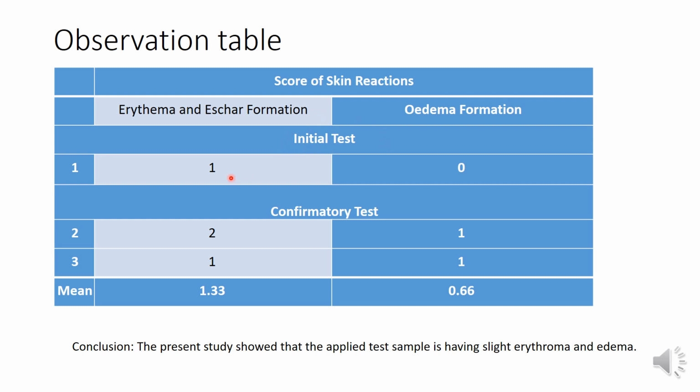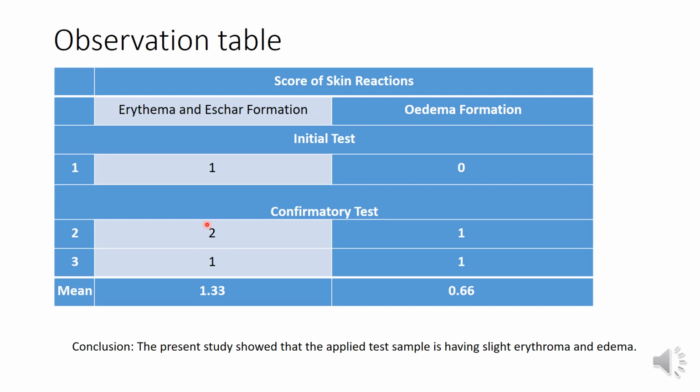Here we have given 1 and 0. What is the meaning of 1? It means that after 4 hours, in the first animal, we basically get slight erythema, whereas in that same animal we did not get any kind of edema formation. As we have got this result, we need to confirm it. So we will perform the confirmatory test by taking 2 additional animals.